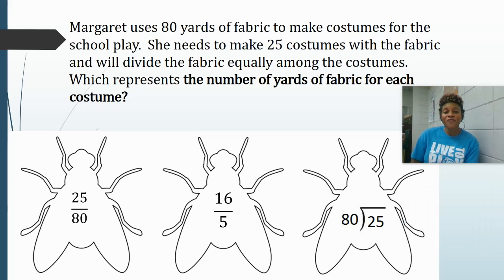80 yards of fabric to make costumes for the school play. She needs to make 25 costumes with the fabric and will divide the fabric equally among the costumes. Which represents the number of yards of fabric for each costume? So what are we dividing up? Are we dividing fabric, or is she dividing costumes? What's our dividend and what's our divisor? And you have to simplify.